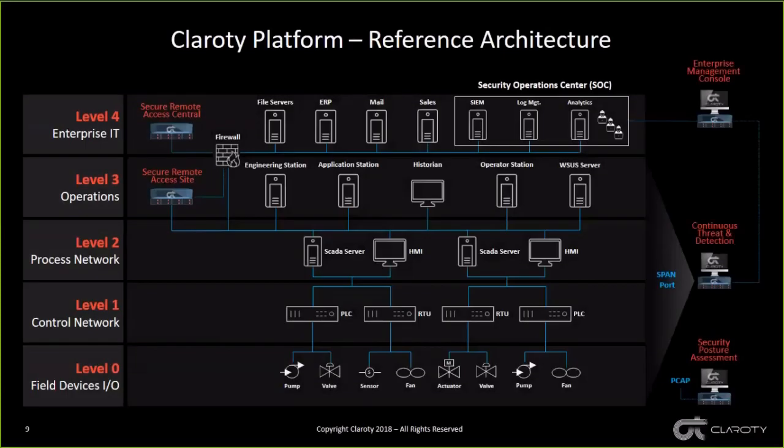Here we have a reference architecture which shows a sample industrial network and where the Claroty platform products fit into the picture. Let's give a brief overview and then we'll take a look at each product. The flagship Claroty product, Continuous Threat Detection, provides visibility and real-time threat and vulnerability monitoring. This product sits on the span port of the switch, so it sits looking at an output of the network, safely and passively monitoring the network.